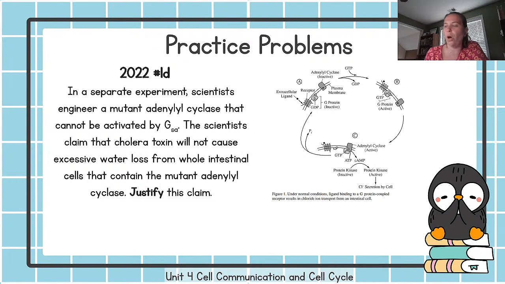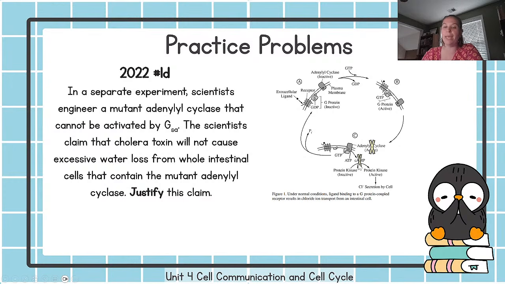Why is there no water loss? Look at the pathway and tell me why. Now it takes a second and you have to walk through every single step of this pathway, right? So if I have a mutant adenylyl cyclase, then adenylyl cyclase is not there. If there is no adenylyl cyclase, then you're not going to be converting ATP into cyclic AMP.